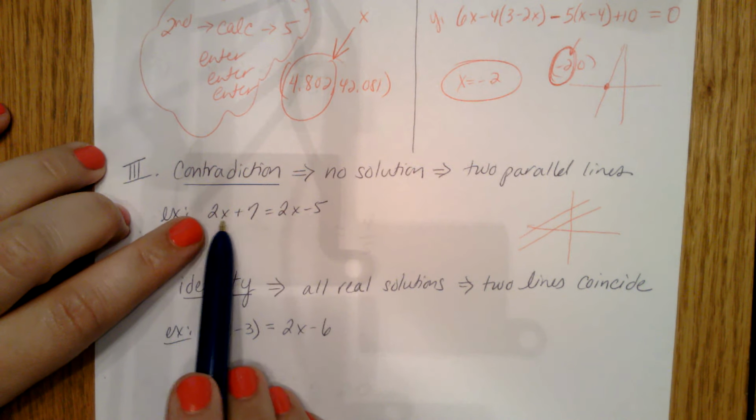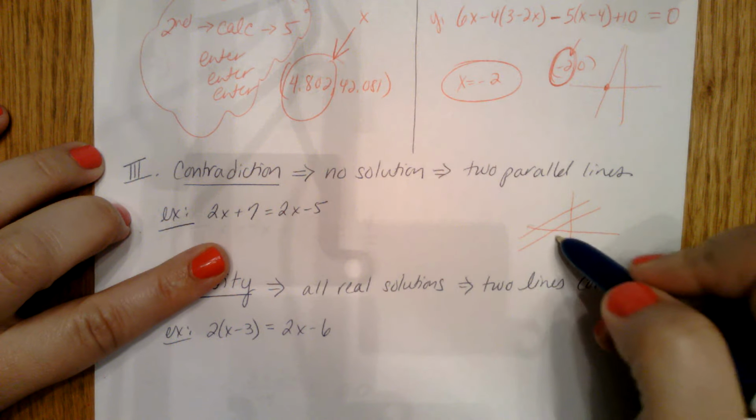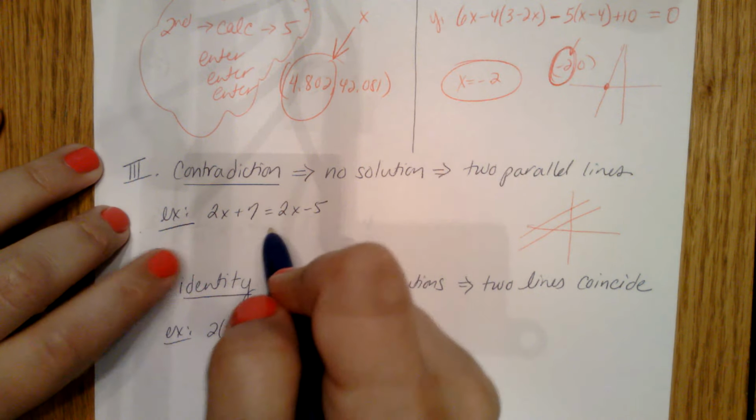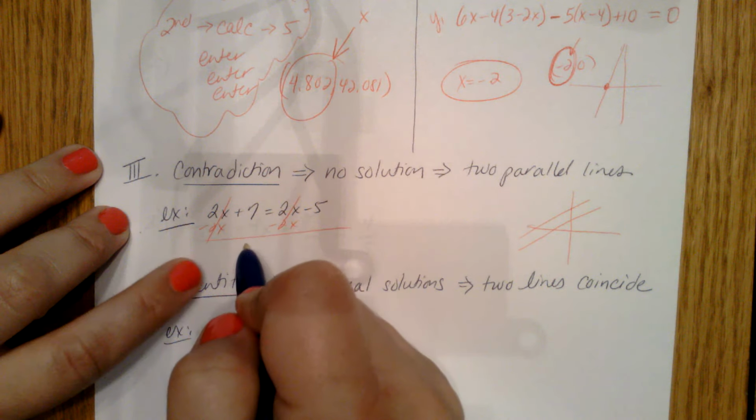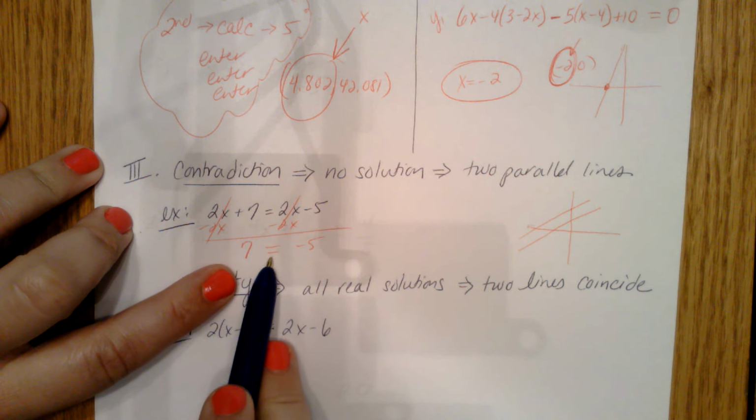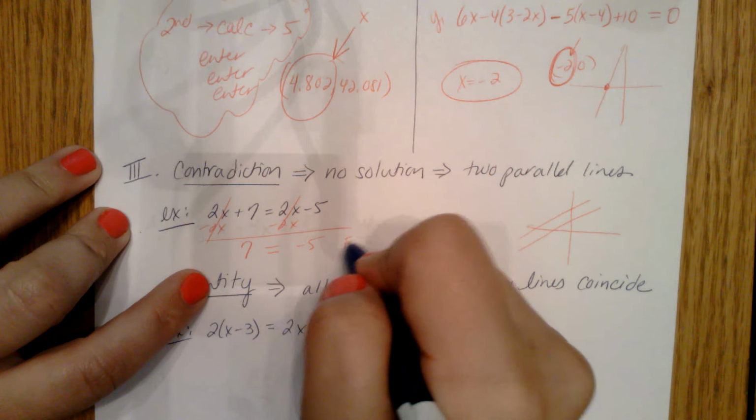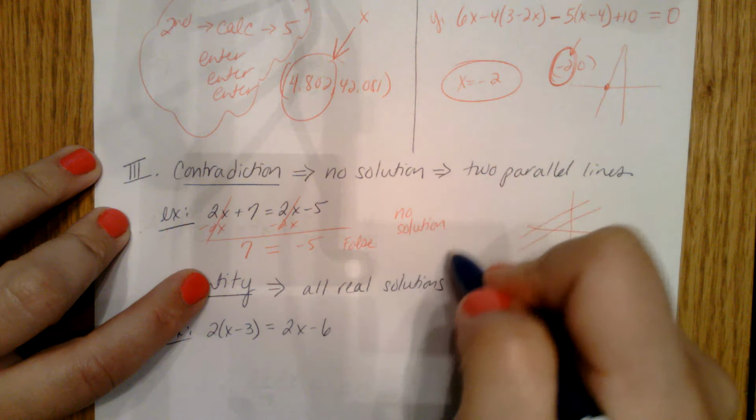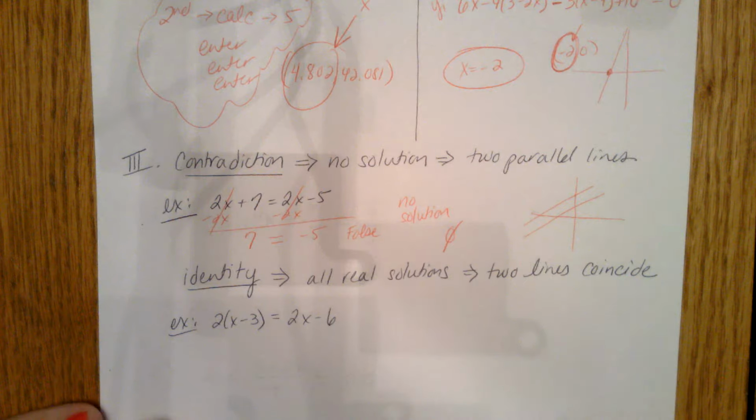Here would be an example, 2x plus 7. That would be like this one right here, plus 7, 2x minus 5. Well, it would be down here somewhere. But this would not work if I go to subtract my 2x. I end up with 7 on this side and then -5 on this side, and then equals in the middle. Is that a true statement? Does 7 equal -5? False. So this is no solution. Sometimes we write it like that, but this is no solution, 2 parallel lines.